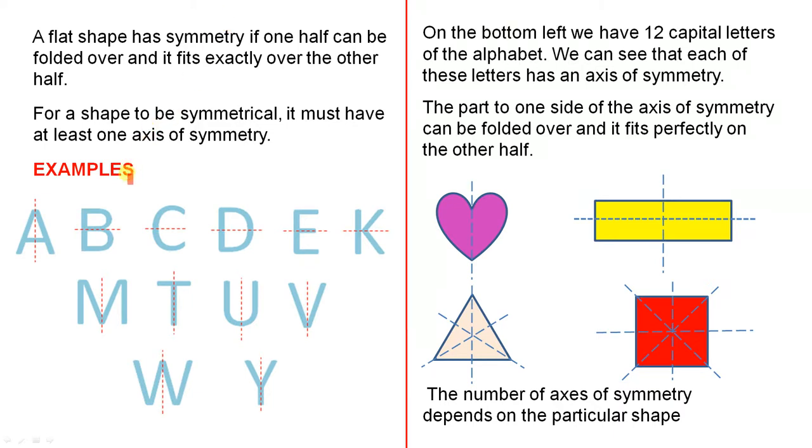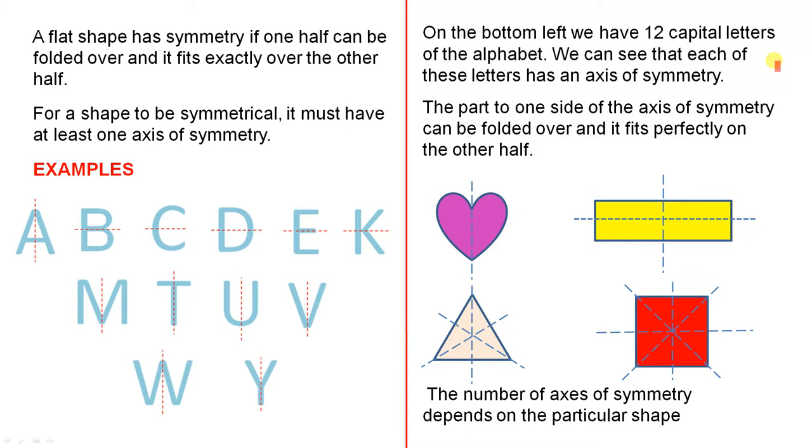So we have some examples here, some capital letters of the alphabet. You can see them here. There's 1, 2, 3, 4, 5, 6, 7, 8, 9, 10. We've got 12 of them here. So on the bottom left we have 12 capital letters of the alphabet.